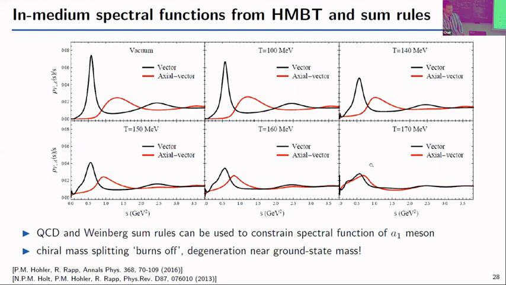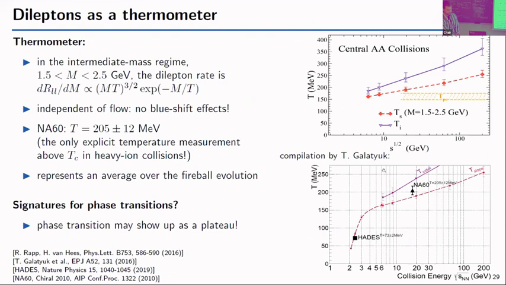Okay, coming to applications. We can use dileptons as a thermometer. If we look, for example, in the intermediate mass regime, you can approximately describe the dilepton rates by this formula you see here. So the Boltzmann factor with some pre-factor depending on mass and temperature. This is, of course, independent of the flow. So there are no blue shift effects, which you, for example, have in photon calculations.